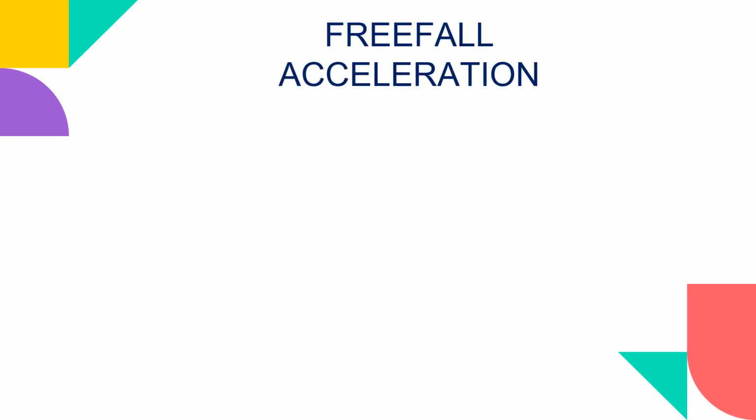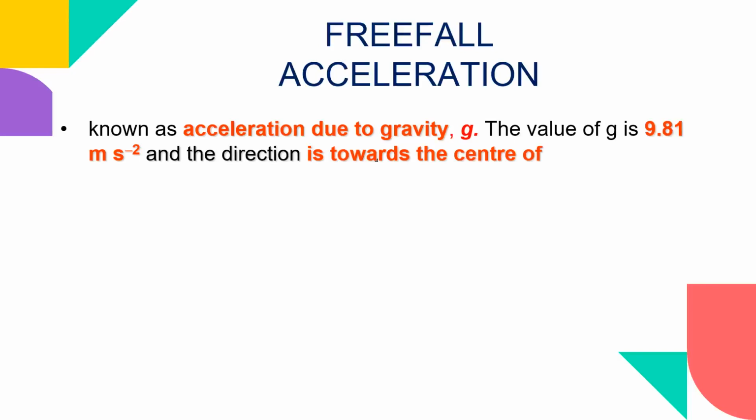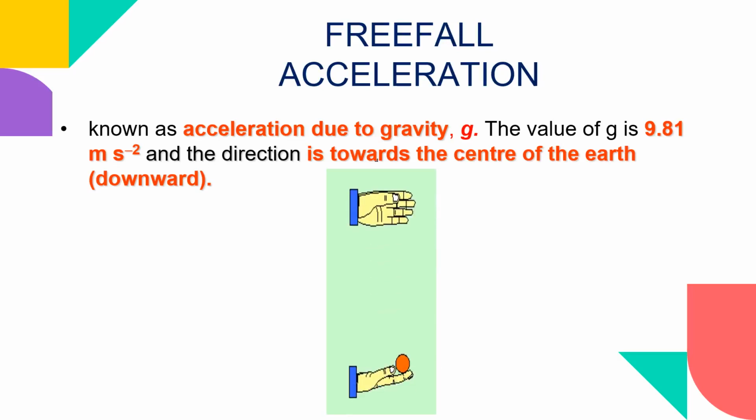Free fall acceleration is known as acceleration due to gravity, g. The value of g is 9.81 meters per second squared, and the direction is towards the center of the earth, meaning downward.